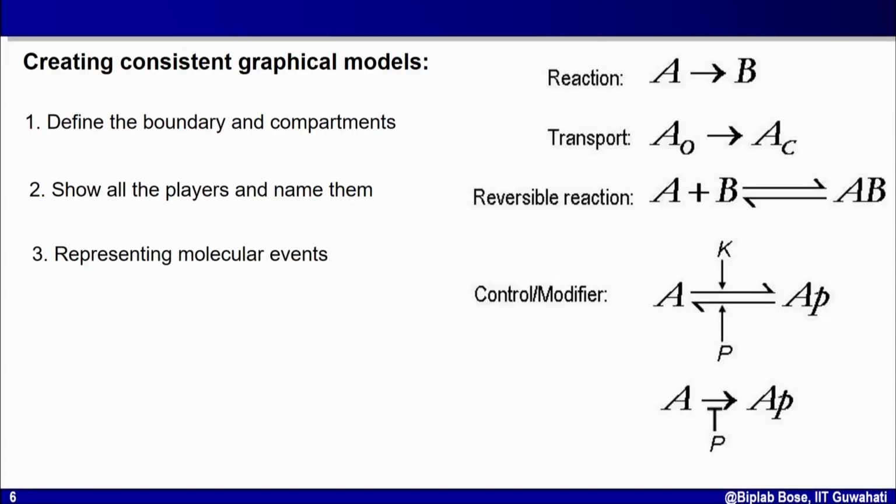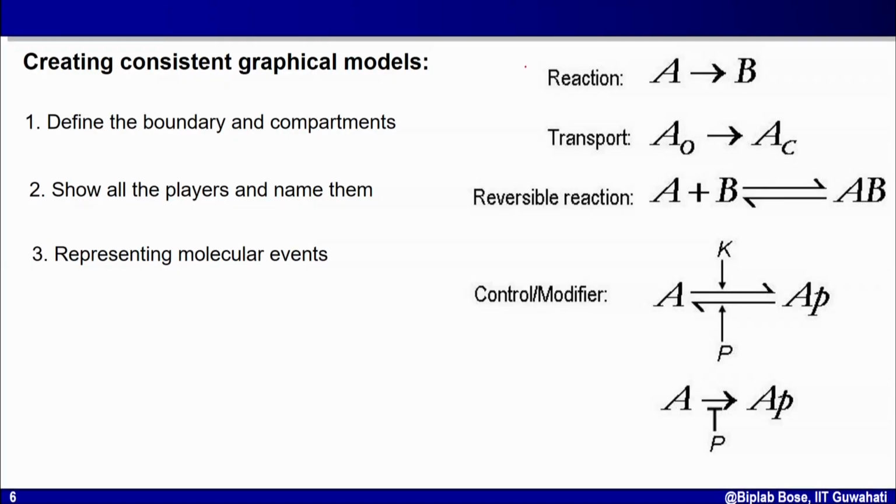Then comes the third point. Till now, we have represented compartments, and we have represented molecules or elements or players in the process. Now, we want to represent molecular events or processes. In most of the biological problems that we will deal with, we will have certain common types of processes involved, and I have only shown some of them in this slide. That does not mean that it is an exhaustive list, but I want to give you an example of how we consistently draw certain molecular processes.